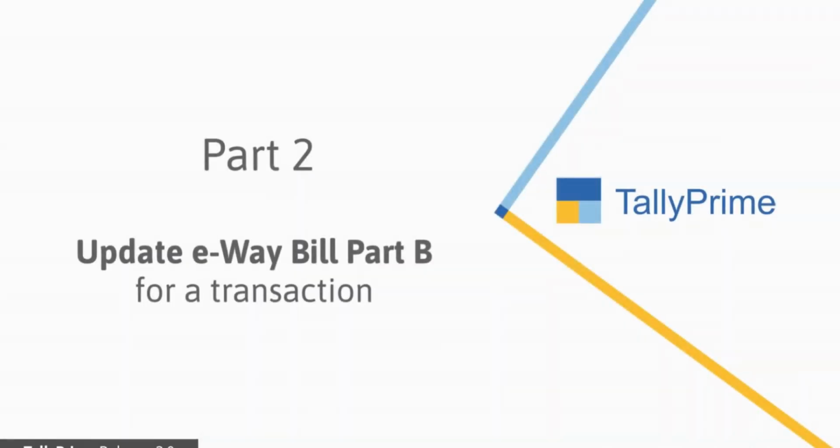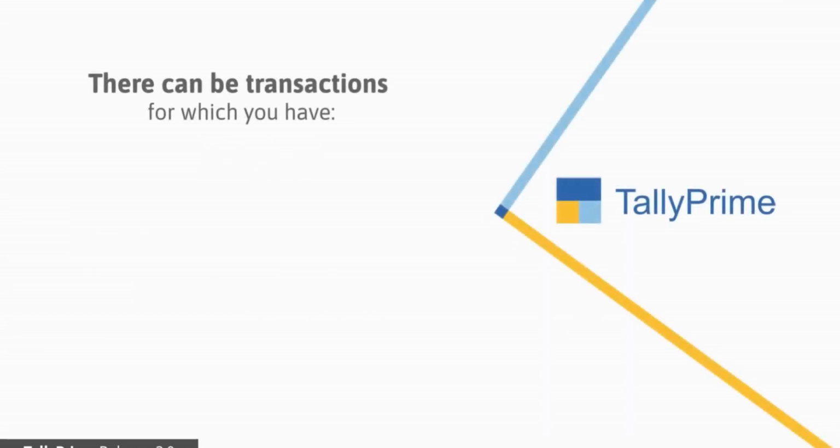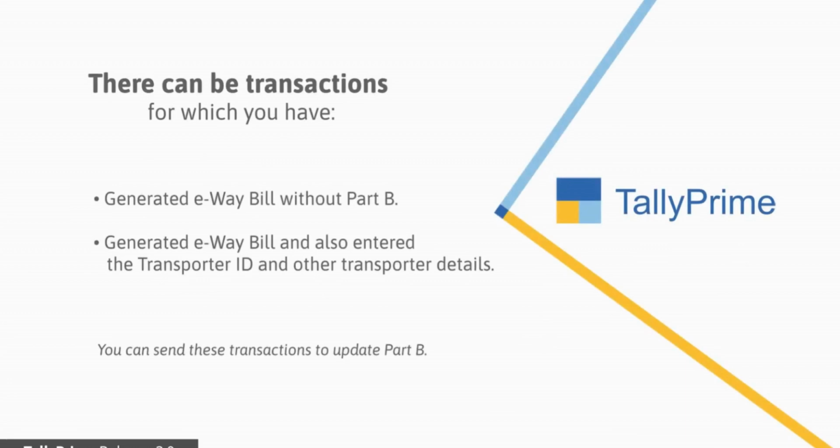Now, let's see how to update e-way bill Part B for a transaction. There can be some transactions for which you have generated an e-way bill without Part B. This happens when you do not have the transporter details such as transporter ID, vehicle number, and other mandatory information for e-way bill generation with Part B. So, you will be updating Part B later.